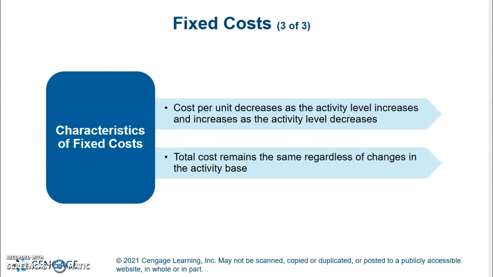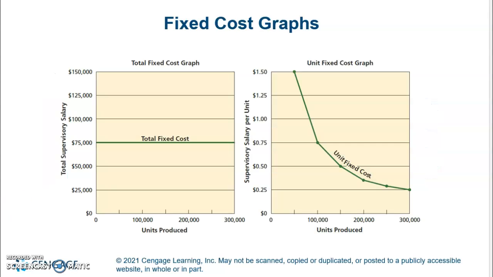So here are the characteristics of fixed costs. Cost per unit is going to go down as the activity level goes up because you have more units to distribute that fixed cost to. And if we don't produce as much, if our activity level goes down, then the fixed cost per unit will increase. There is an inverse relationship there. But the total cost is going to remain the same regardless of changes in the activity base. So let's look at this graph here.